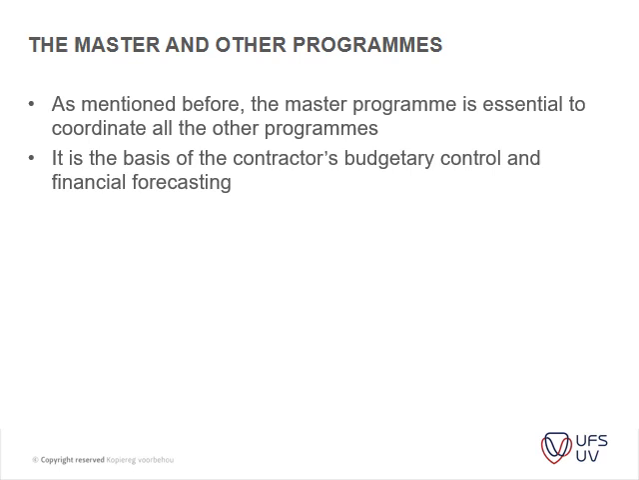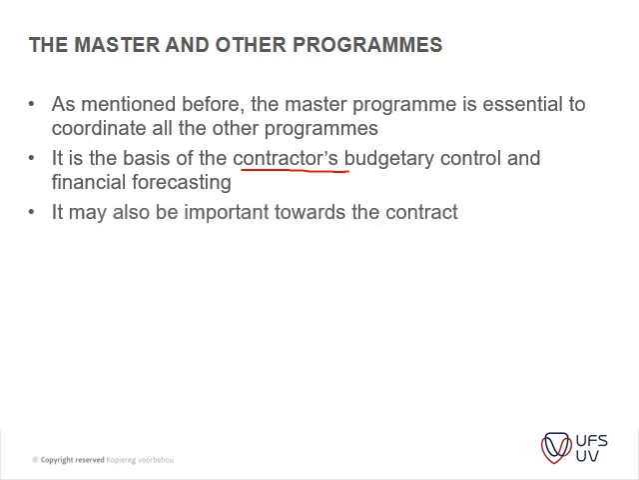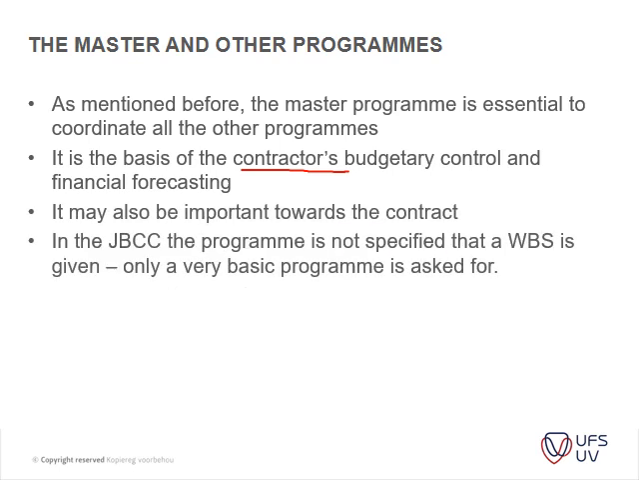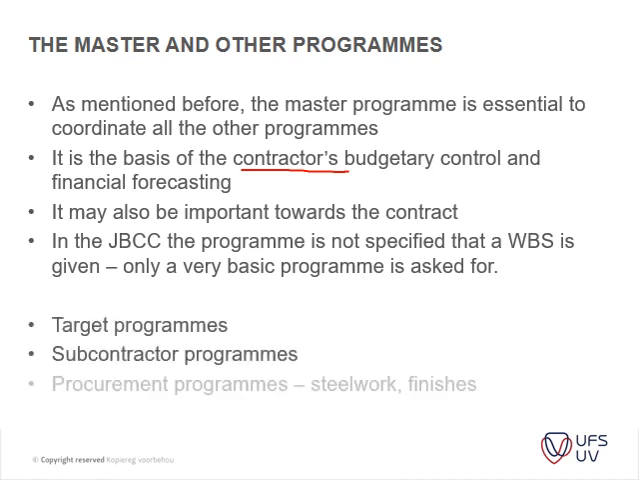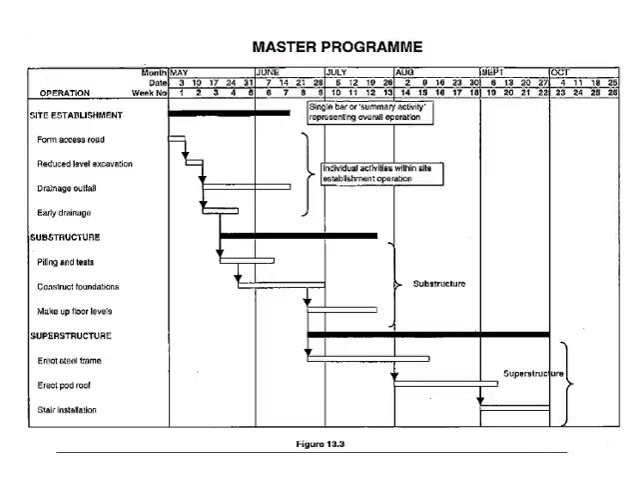It is the basis of the contractor's budget control and financial forecast. Not only the contractor's, but also the principal agent or the engineer or the client's representative. It may also be important towards the contract. I just inserted an example: JBCC doesn't ask for a work breakdown structure, although the GCC, NEC, and FIDIC do ask for a breakdown like that. Then you've got target programs, subcontractor programs, procurement programs, etc., which are based on the above.